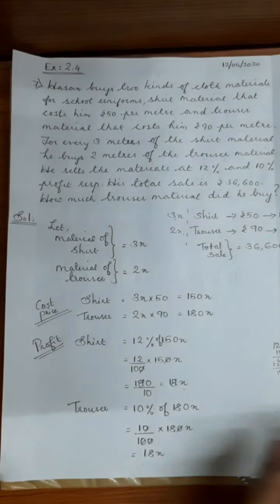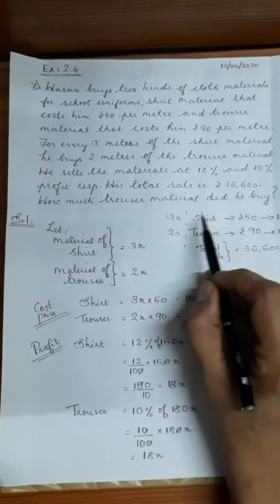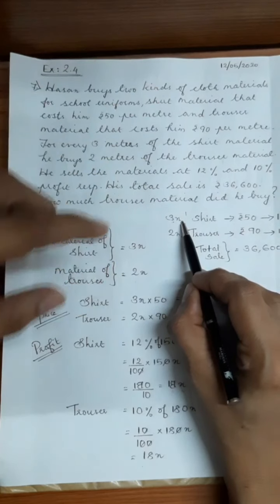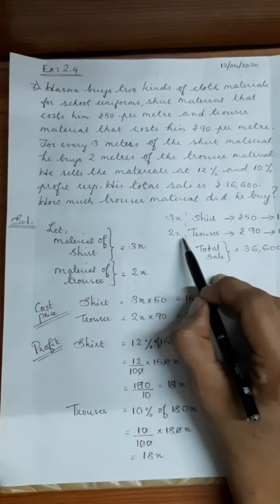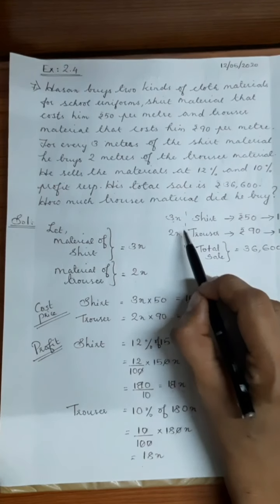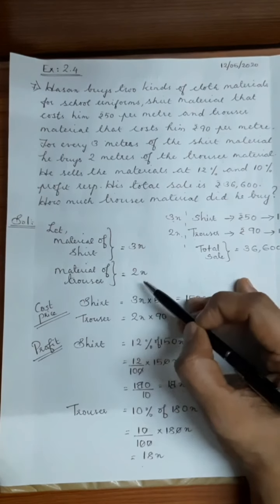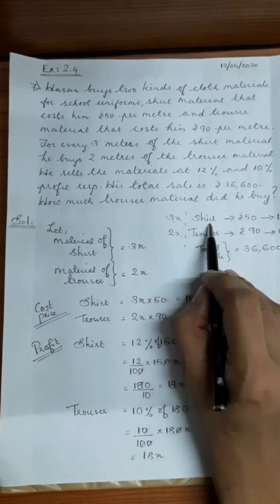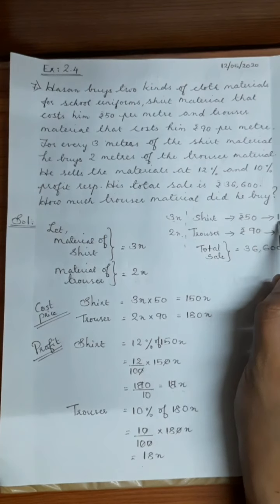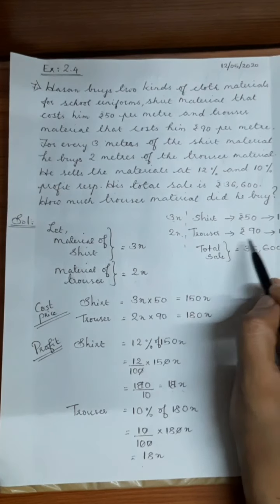Now as per the question, for shirt the price per meter is 50 rupees and he bought 3 meters. If he is buying 3 meters of shirt material, with respect to that he is buying 2 meters for trouser also. So the ratio is 3x to 2x. We take the shirt material as 3x and trouser material as 2x. For shirt material it is 50 rupees per meter and for trouser 90 rupees per meter, and he is getting profit of 12% and 10%, 12% for shirt and 10% for trousers.